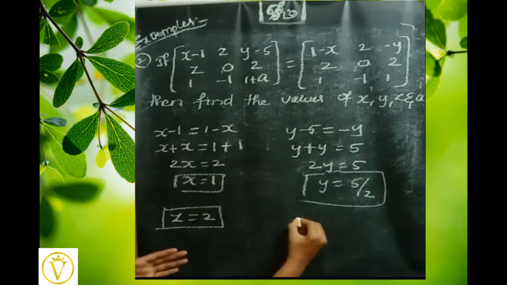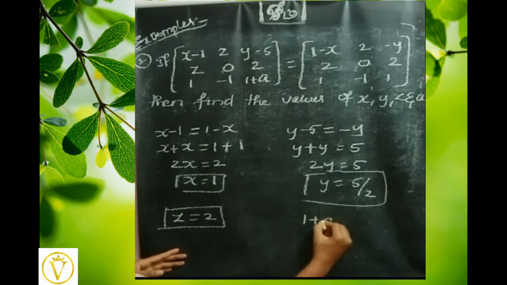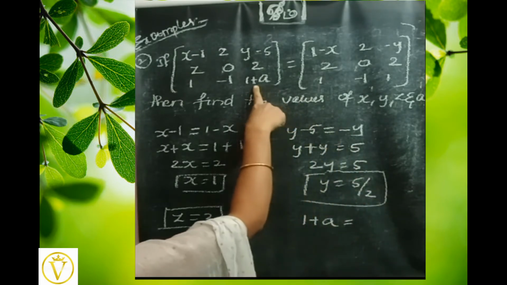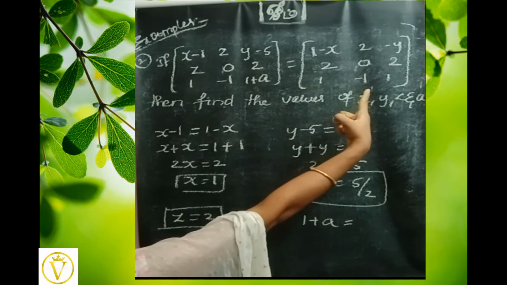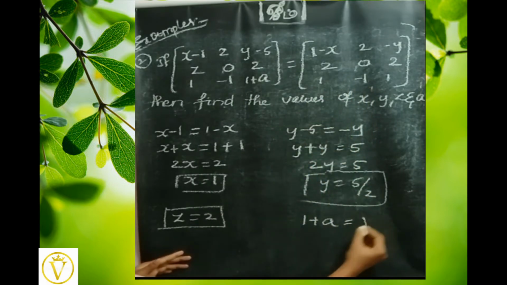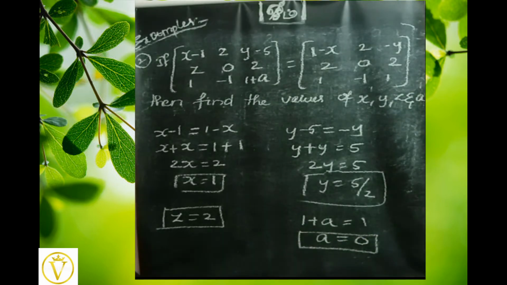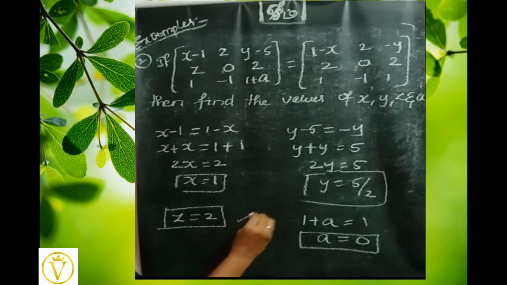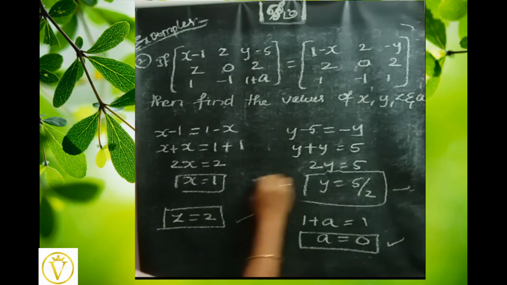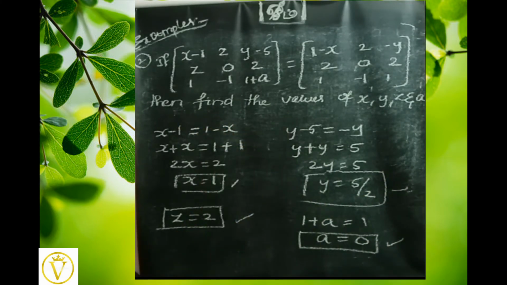Next, 1 plus a equals, what's the corresponding element? 1. So a equals 0, since 1, 1 get cancelled. That's it. x equals 1, y equals 5 by 2, z equals 2, a equals 0. That only they have asked. Very simple. You have to equate the corresponding elements with the positions.